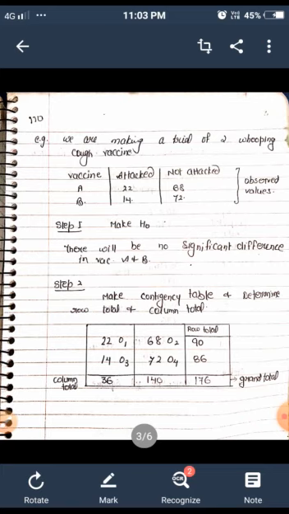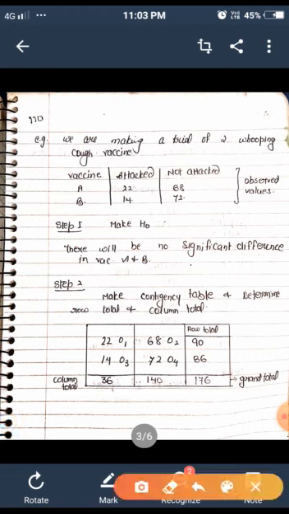Now we will see what the row total and the column total are. So the row total for the first one, 22 plus 68, is 90. Then for the second, 14 plus 72, the row total is 86. Now we will see the column total. The column total is 22 plus 14, that is 36. Then 68 plus 72, that is 140. Now lastly we will see the sample total. Sample total is 176.